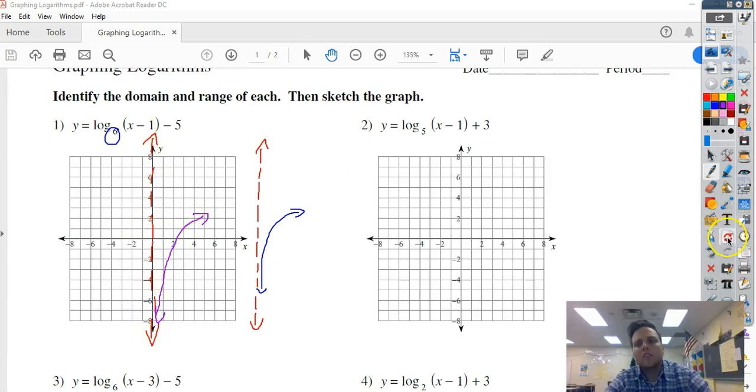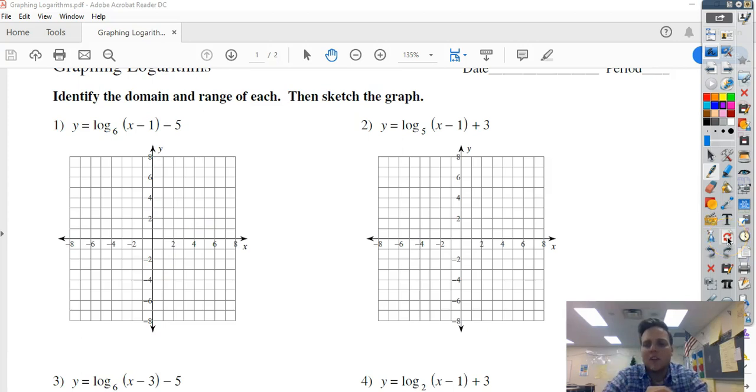So let's just dive right in and get through this problem. There are 3 things you need to remember. Draw your vertical asymptote at the right location. Move your starting point to the right place. And then if it's a growth, make it look like a growth. If it's a decay, make it look like a decay.